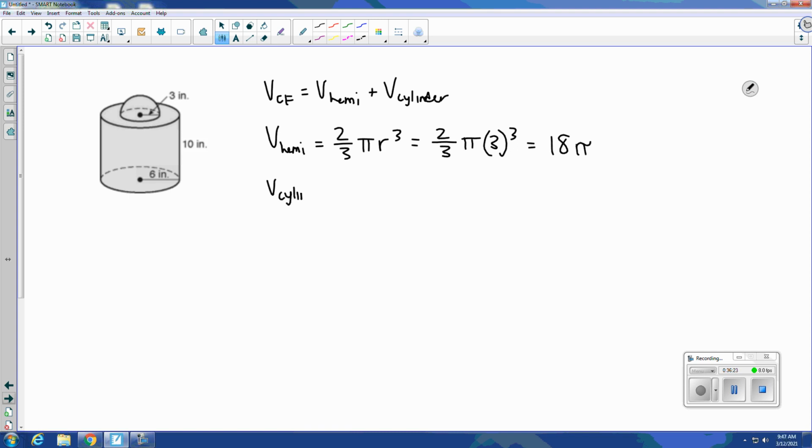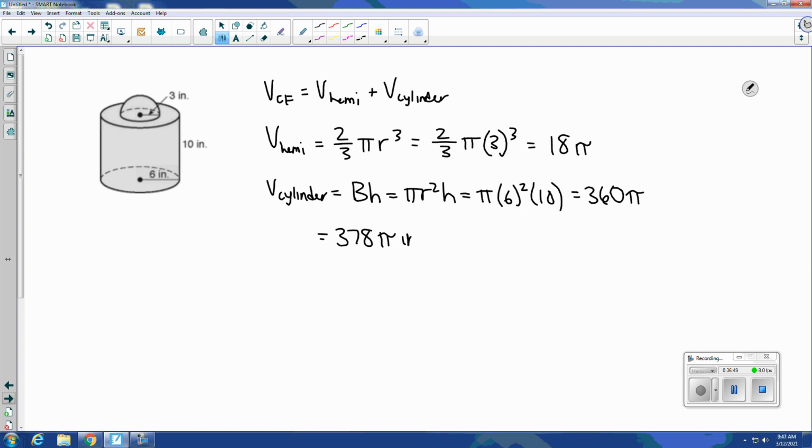Volume of our cylinder is going to be base area times height, pi r squared times height. What's the radius of that? It's 6. The height is 10, so 360 pi. We're just going to add these together for a total of 378 pi. And this is in inches cubed, which is approximately 1187.5. So there's your volume. Now let's look at surface area.